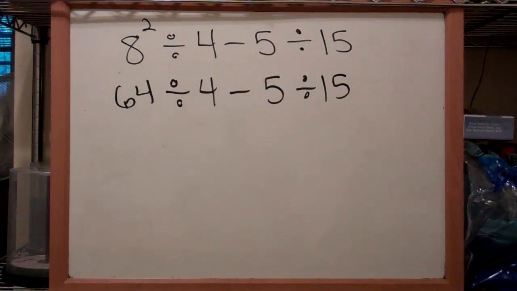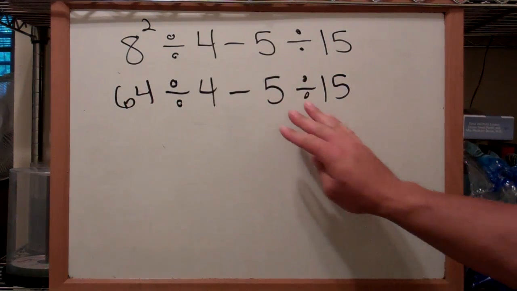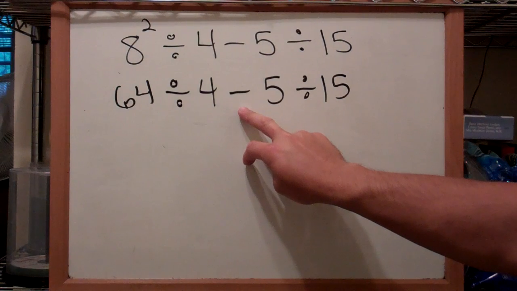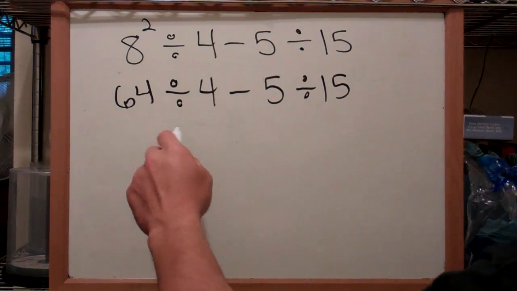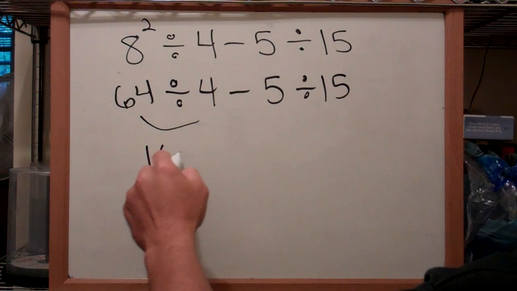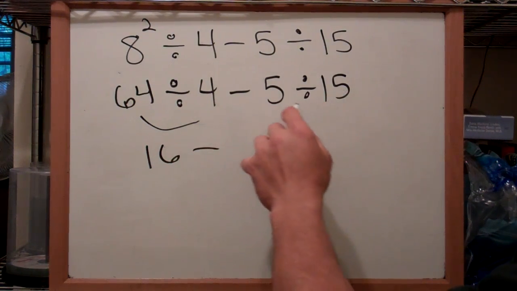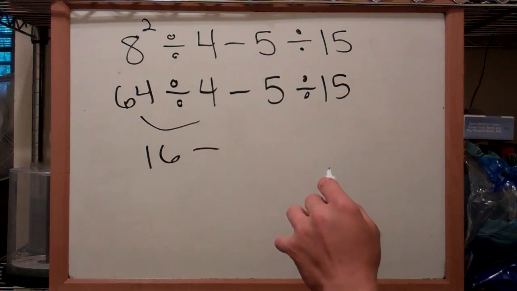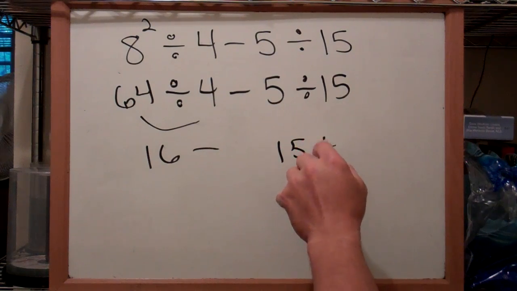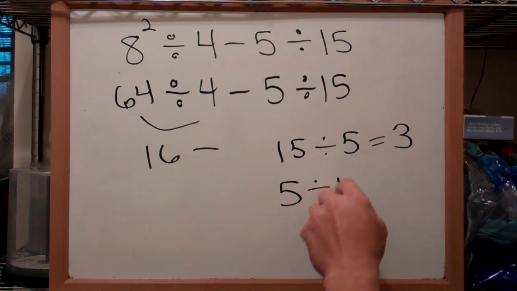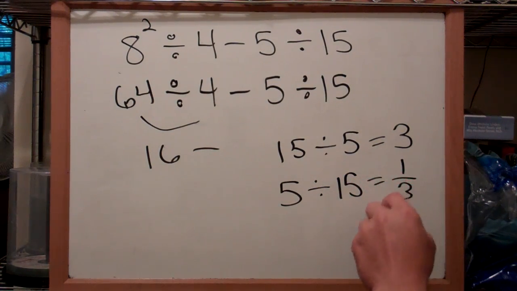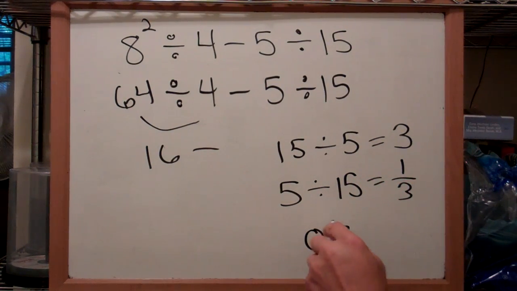And then from here, we want to make sure that we take care of the division here and here before we do subtraction. So we can either do this first or this first. I'm going to go ahead and start with this, being 16 minus 5 divided by 15 is not 3. What that would be is 15 divided by 5, which is 3. This being 5 divided by 15 is 1/3, or 0.3 repeating as a decimal.